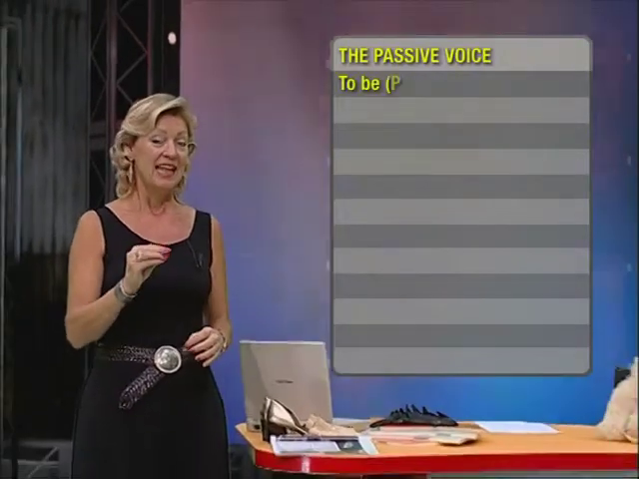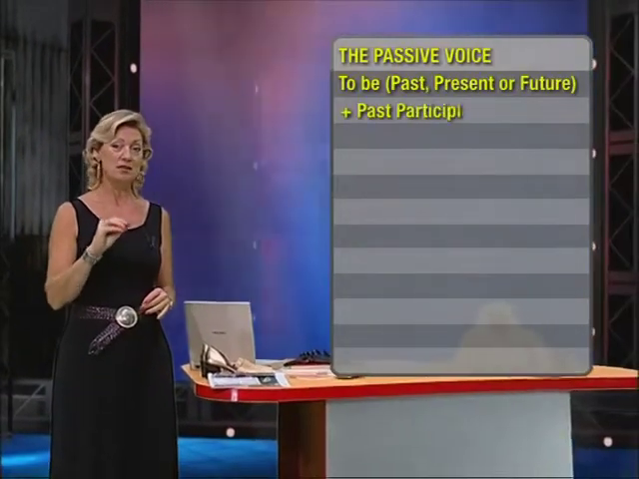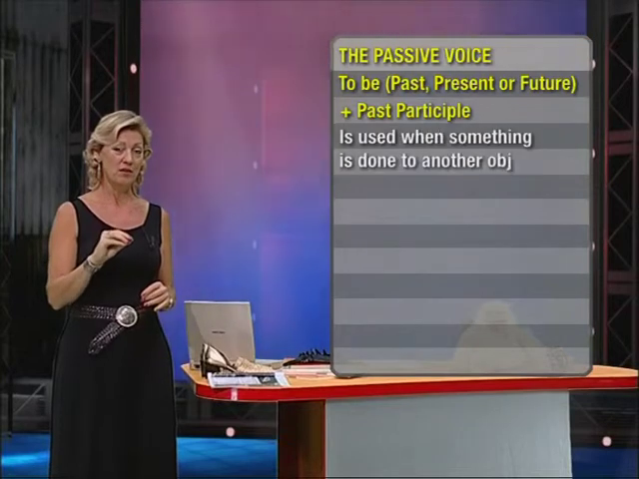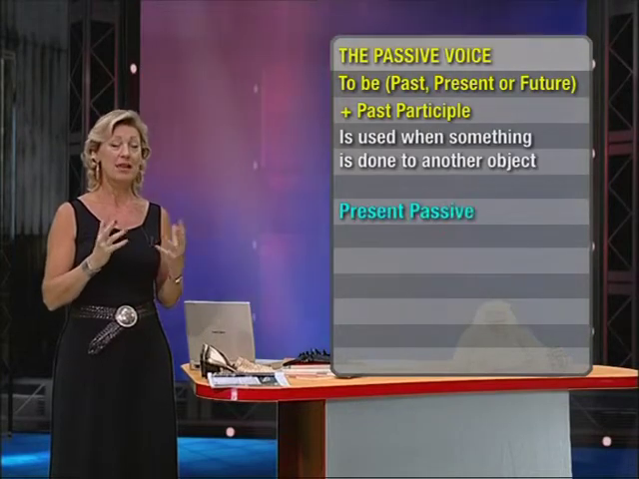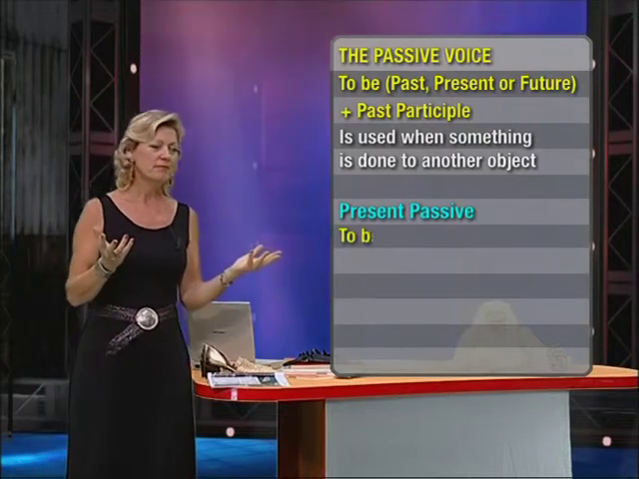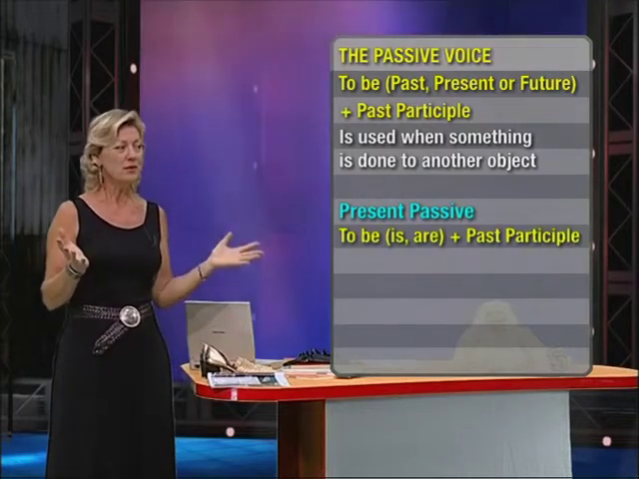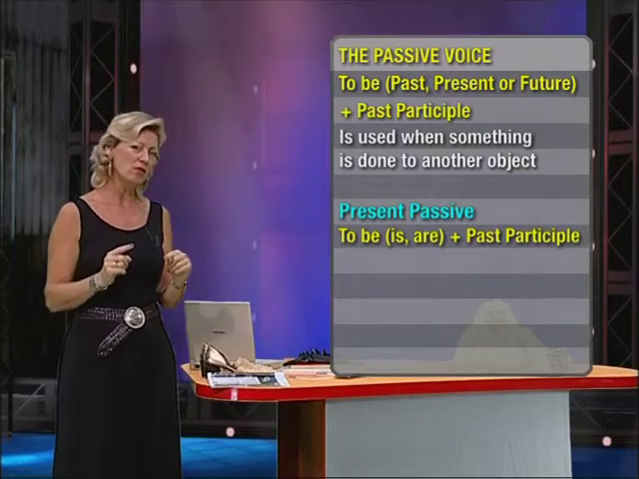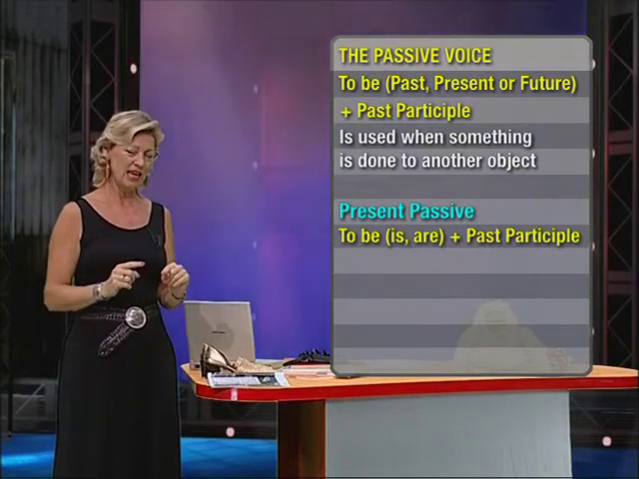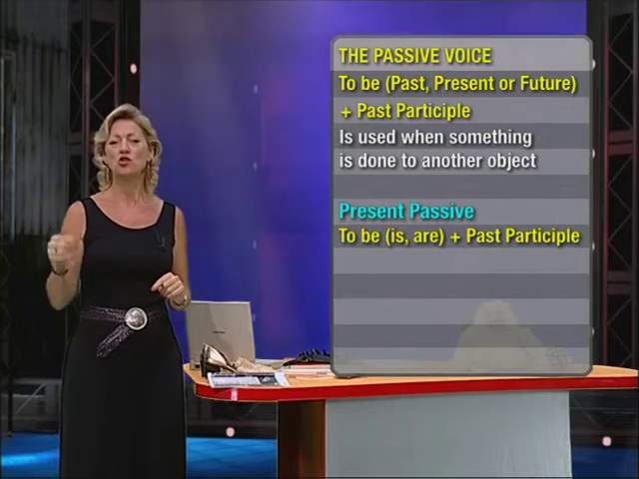We'll go to the screen so that you can see how the construction works. It is actually quite simple because you need to take the verb to be in the necessary tense, whether it's past, present, or future, and then you add the past participle of the main verb. Okay, so that is the grammatical form. When do we use the passive? We use the passive when it's more important the action which is happening and not the person doing it.